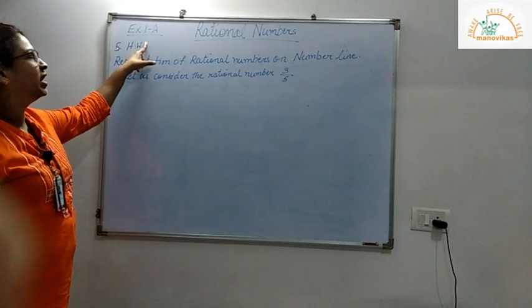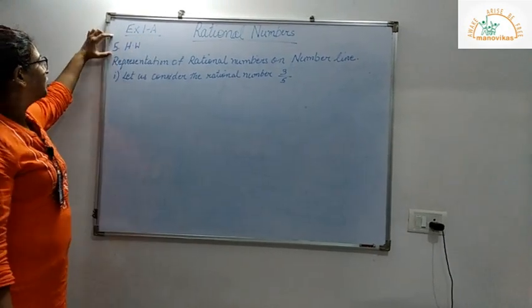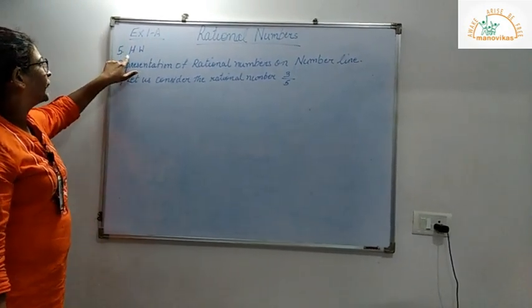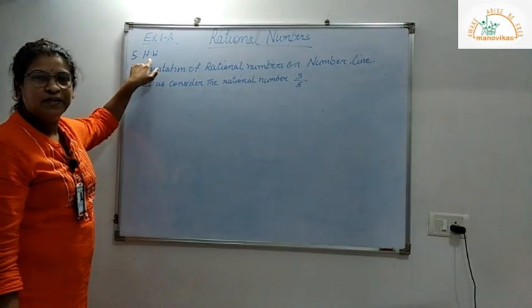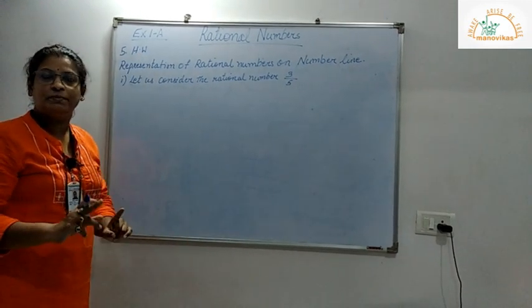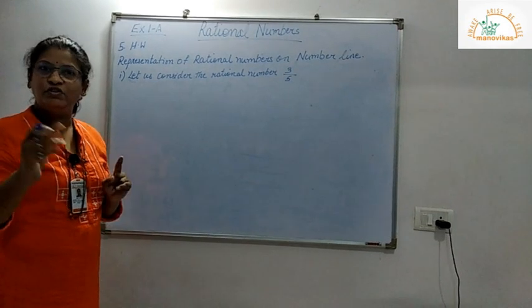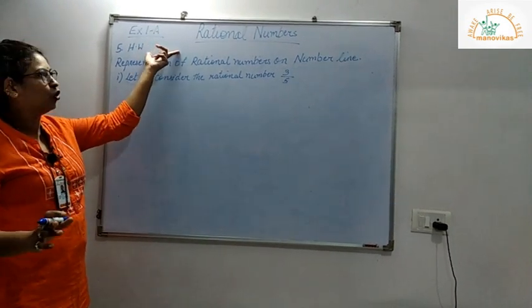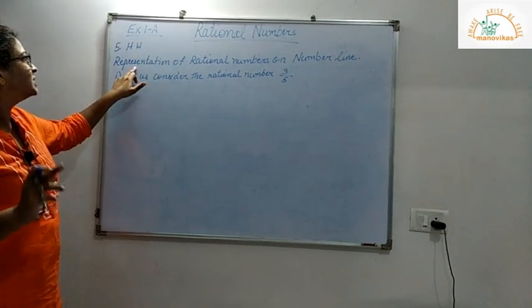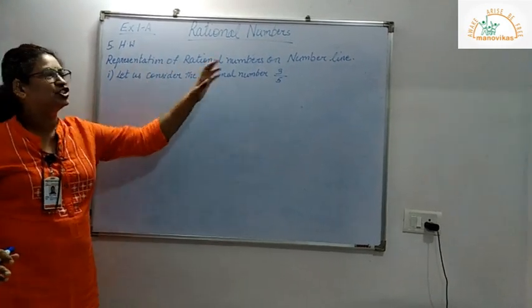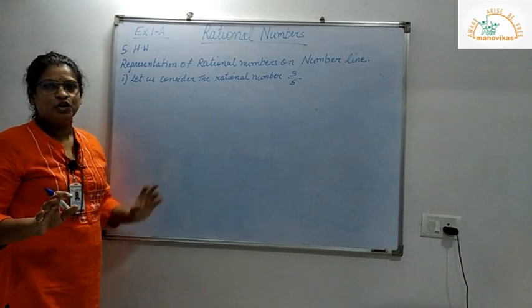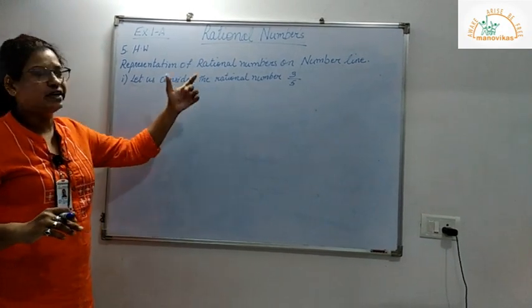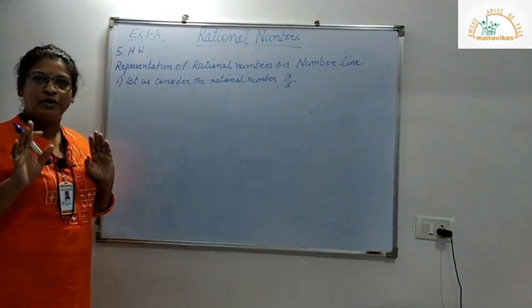We continue with Exercise 1A. The fifth problem, you can try out for homework, that is to arrange the rational numbers in ascending order, which we have already done. Now next is to represent a rational number on a number line. So we will see how we represent a given rational number on a number line.